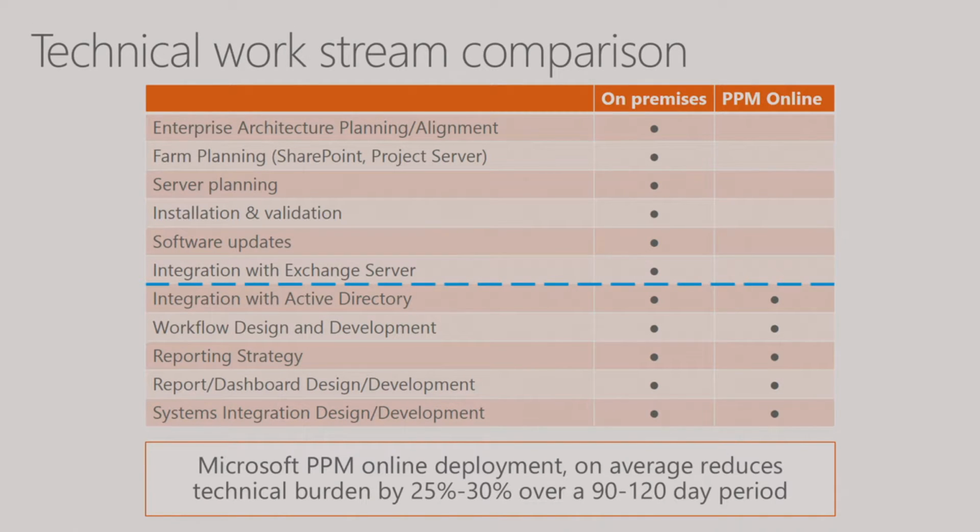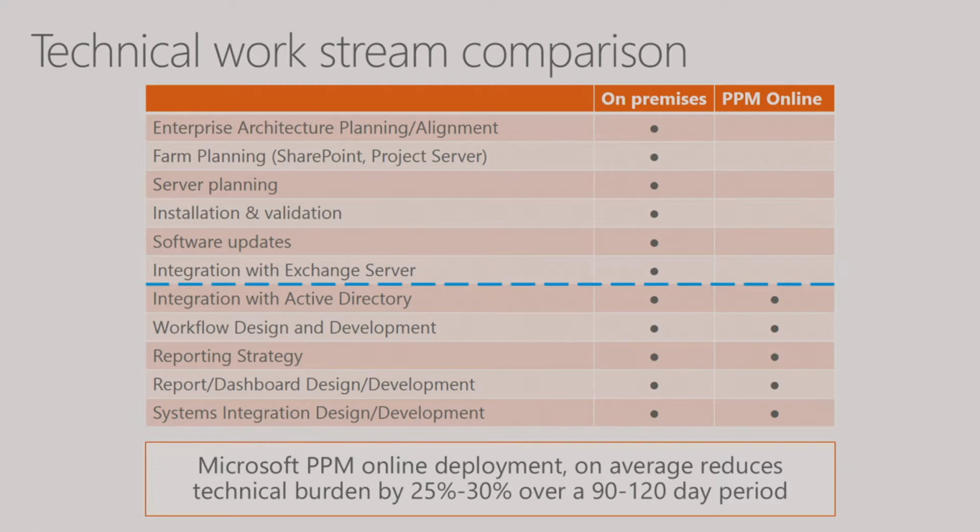On the left-hand column, you'll see all the key different process areas, all the activities you would typically do as a part of a project server or a project online deployment. We have enterprise architecture planning and alignment. We have our farm level planning, server planning, the installation and validation of the technical environments, the software updates, things like integration with Exchange Server. We can go farther down that list, integration with Active Directory, designing and building out workflow for your governance processes, designing and building out reports, which you'll learn more about Friday, reporting dashboard design and development, and finally systems integration.